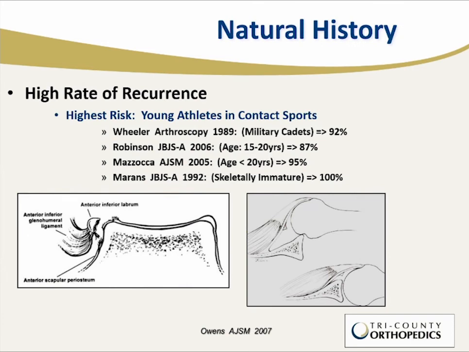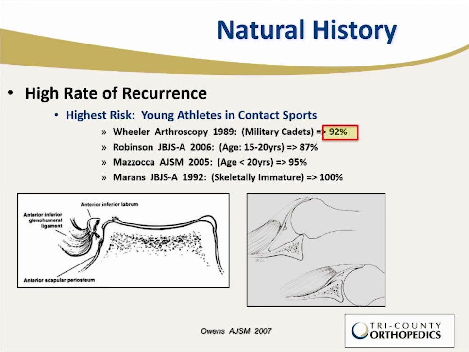So let's get to the natural history. It's important to understand the natural history so that you understand why you're doing something. We have to understand what it's doing, this injury. If you have an injury, it doesn't change the natural history, then you don't need to do much to change it. However, if you look here, there is a very, very high rate of recurrence in the literature. And this is the highest in young athletes in contact sports. It's like inversely proportional to age.